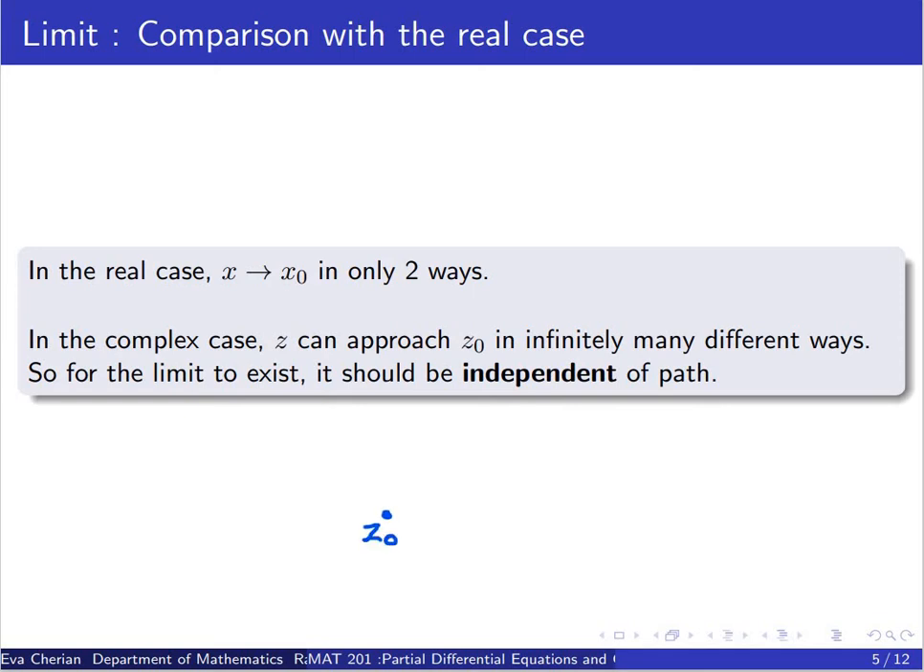So if this is the point z0, z can approach z0 from the negative direction, at an angle, along a straight line, along some curve. So there are infinitely many possible paths along which z can approach z0. Irrespective of this path, we should get the same limit. Only then can we say that the limit exists. So where in the real case the limit could be approached in only two ways, in the complex case we can approach a point z0 in the complex plane along infinitely many different ways.